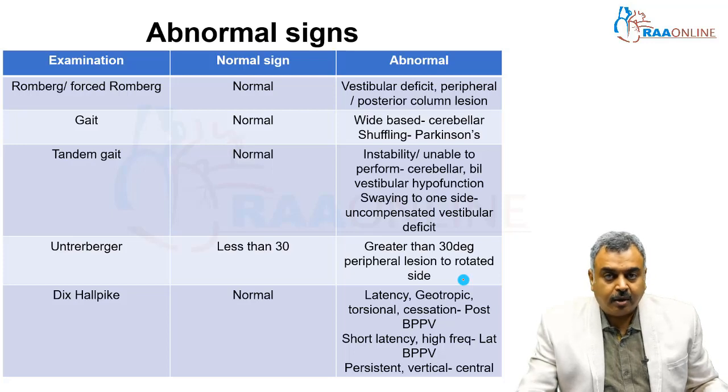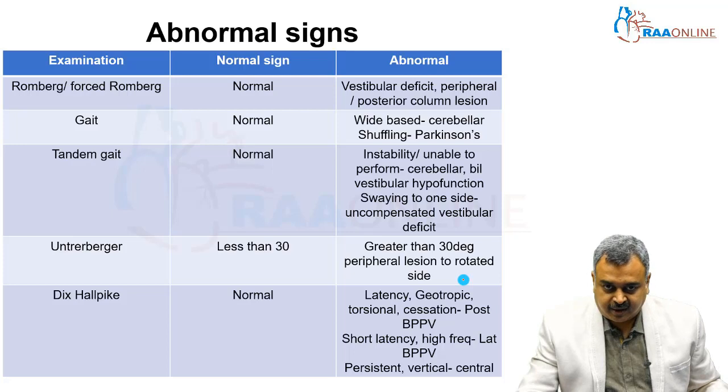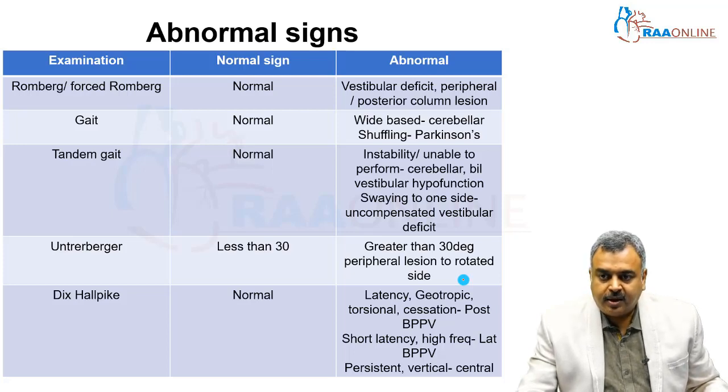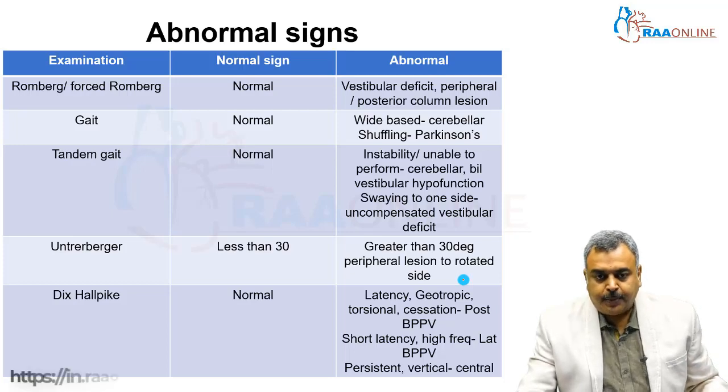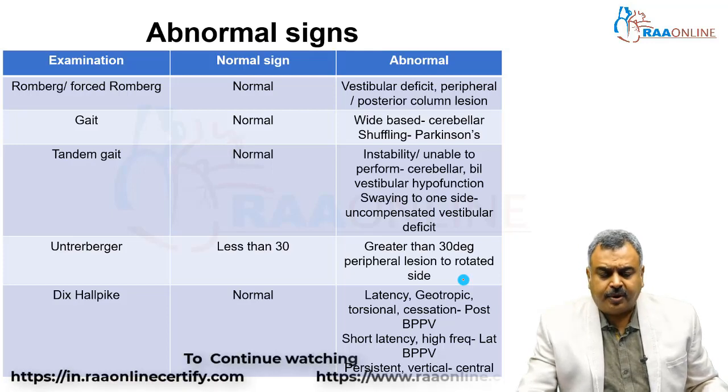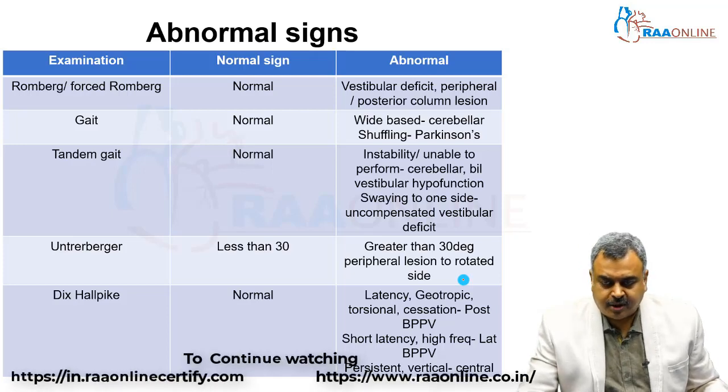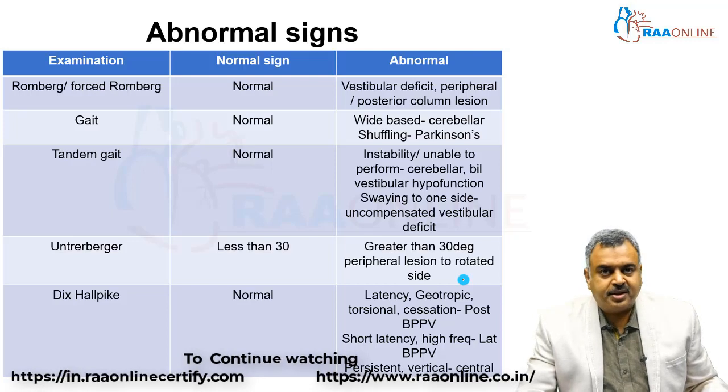And in case of an uncompensated vestibular deficit, the patient sways to the uncompensated side. And in case of Unterberger test, a deviation 30 degrees or more to the affected side is seen. And in case of Dix-Hallpike test, usually positive in benign positional vertigo, and you will have a persistent vertical nystagmus in case of a central vertigo.